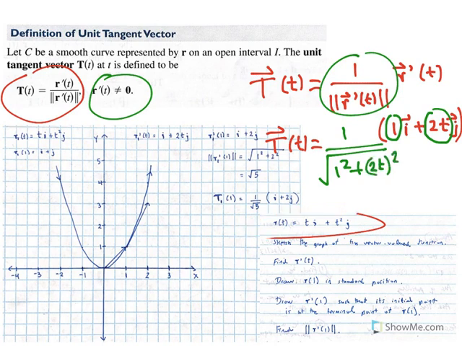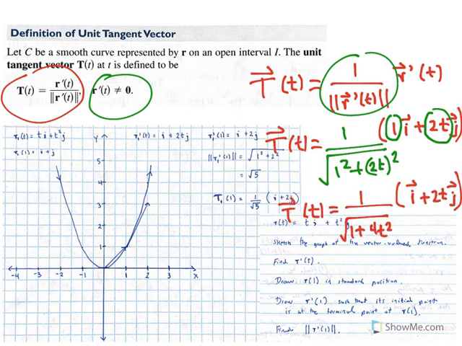And when you distribute that scalar, you will have the unit tangent vector for the function r of t is equal to t i plus t squared j. And if you evaluate this unit tangent vector at t is equal to 1, you'll get the one that we found earlier for our particular problem, where t was equal to 1. And of course, this was the unit tangent vector that we had found earlier, corresponding to the value of t equal to 1.